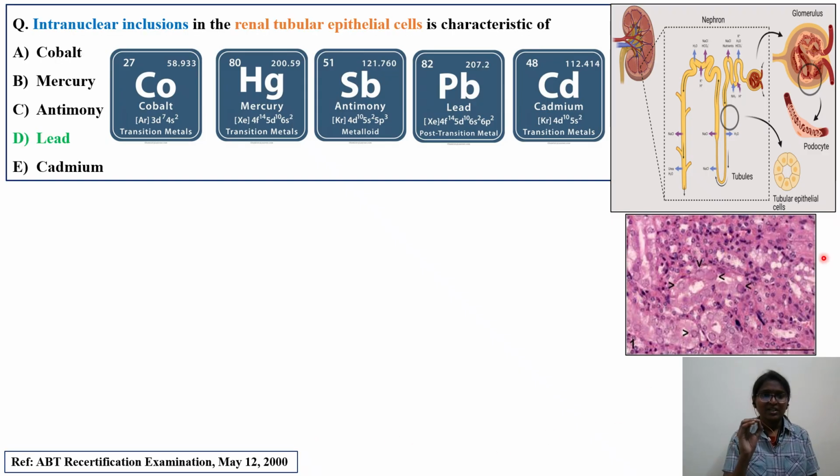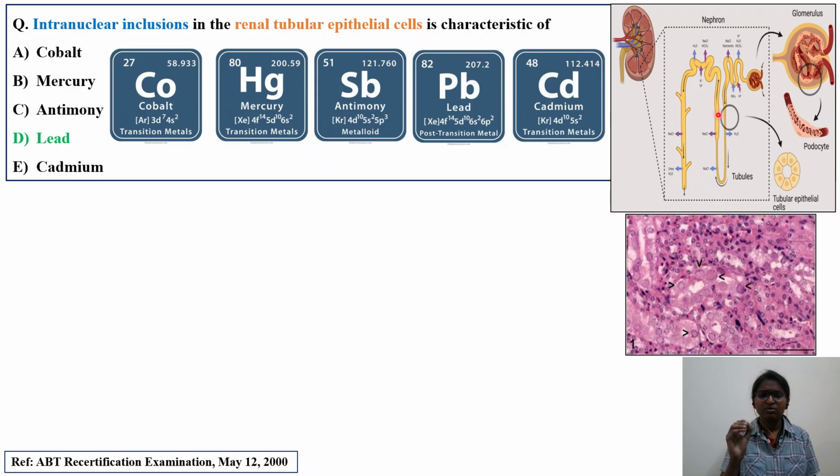The question was: intranuclear inclusion in the renal tubular epithelial cells is the characteristic of which metal? This we have to remember with respect to histopathology. Once a person is exposed to lead and you take the kidney and apply histopathology, what are the classical features, and which section within the kidney? There are different parts: proximal convoluted tubule, loop of Henle, ascending and descending nephron, glomerulus. In that, particularly it is affecting the PCT.